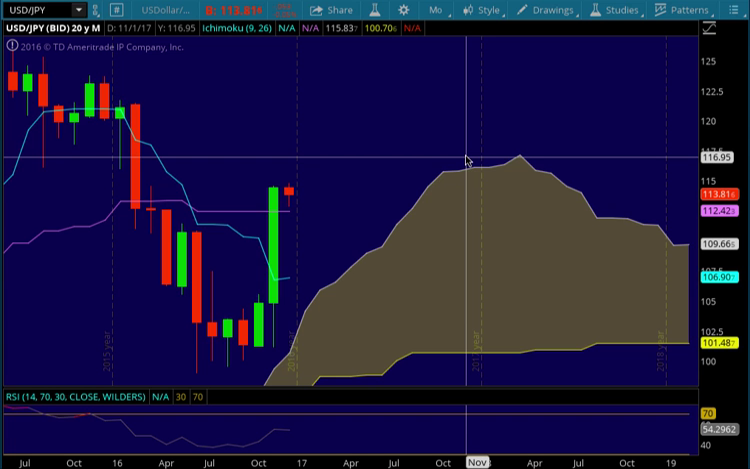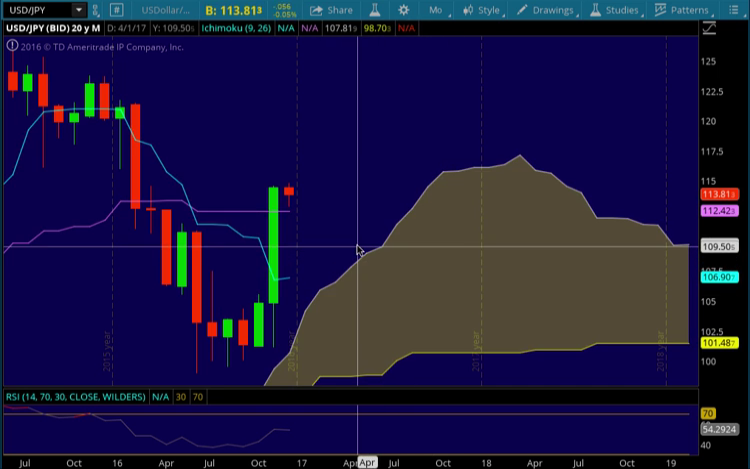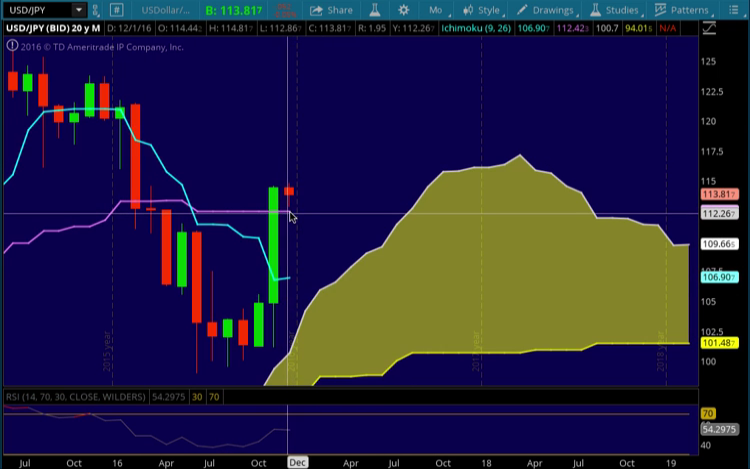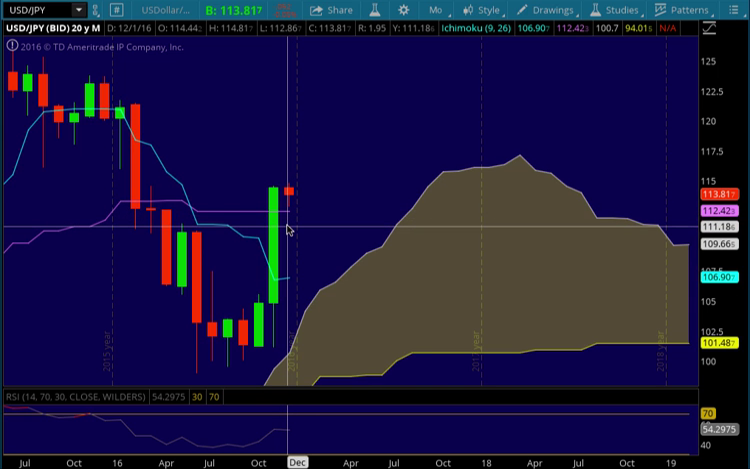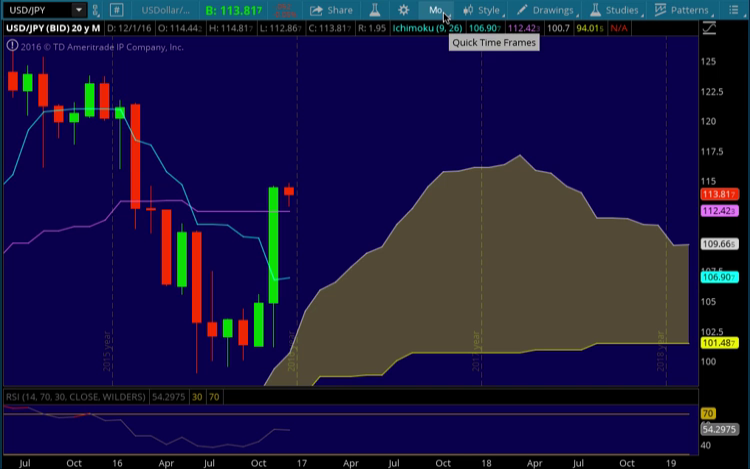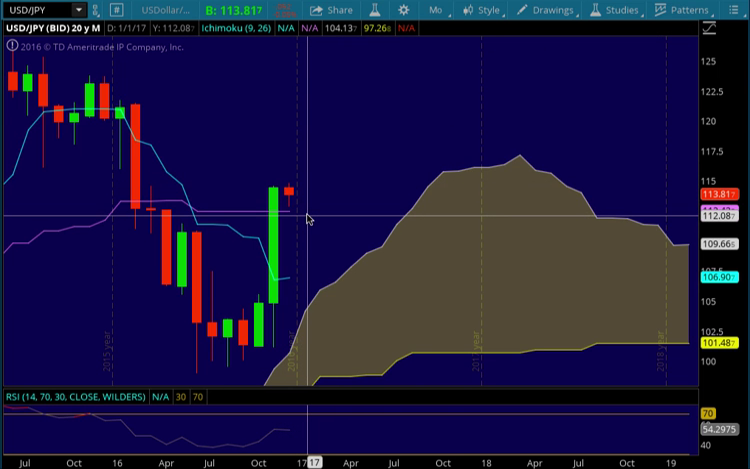So that's quite bullish for the dollar versus the Japanese yen on the monthly time frame. On the monthly time frame, the main level that we're keeping an eye on here is the Kijun Sen at 112.42.